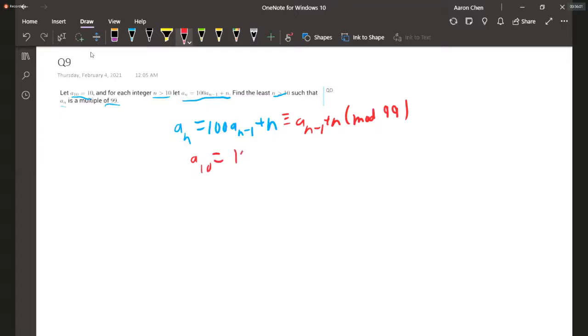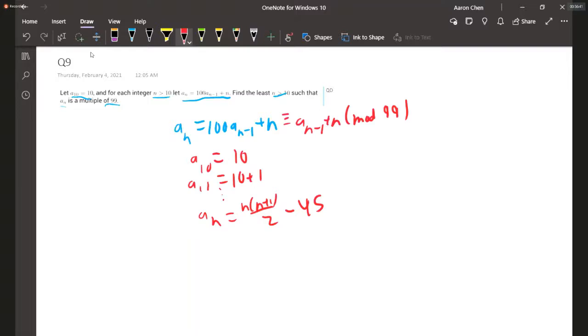And so a10 is equal to 10, a11 is equal to 10 plus 11, and in general, a n is equal to n times n plus 1 over 2. Excuse me for a second. Oh, sorry about that. Okay. So a n is equal to n times n plus 1 over 2 minus 45.